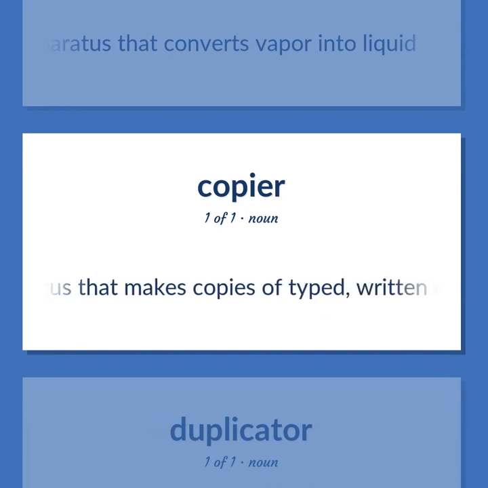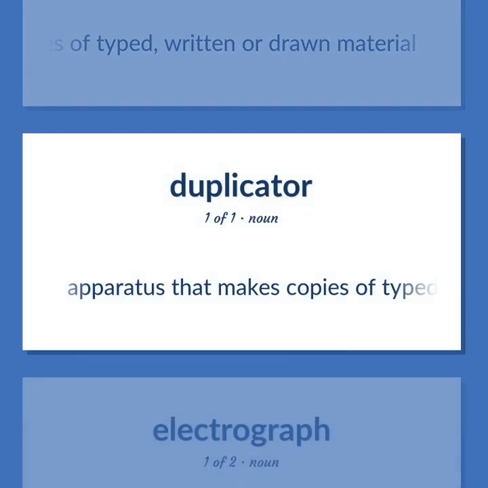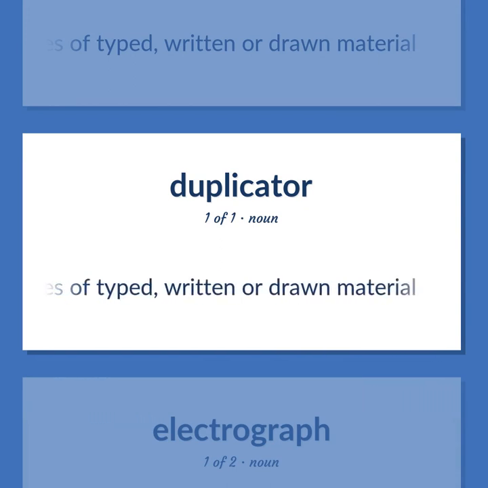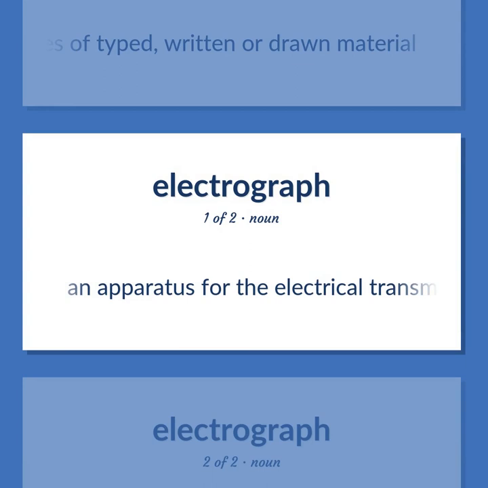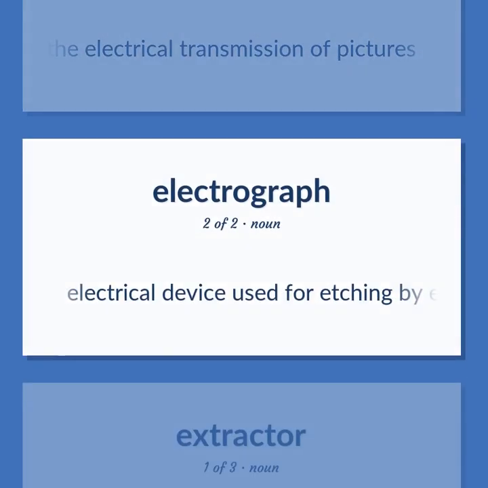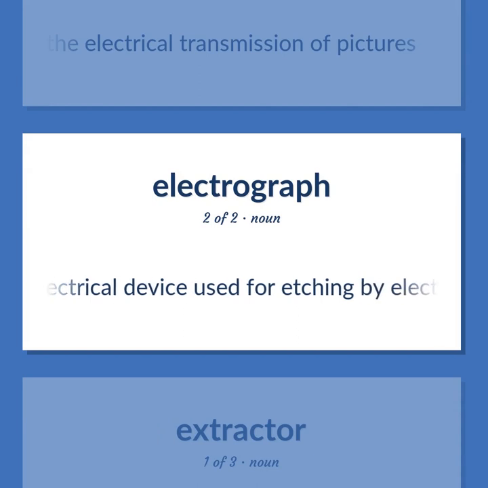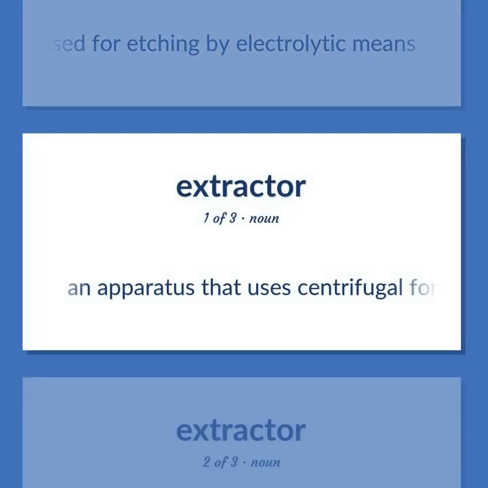Apparatus that makes copies of typed, written, or drawn material. An apparatus for the electrical transmission of pictures. Electrical device used for etching by electrolytic means. An apparatus that uses centrifugal force to separate particles from a suspension.